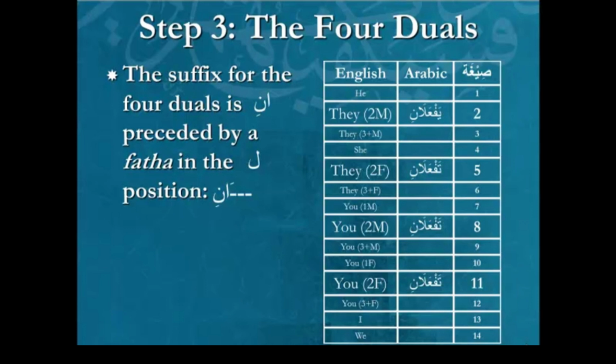Now notice 5, 8, and 11. 5 is when you're speaking about 2 females. 8 is when you're speaking to 2 males, and number 11 is when you're speaking to 2 females. All 3 of those are identical. Taf'alani, taf'alani, taf'alani. Now the overlap between 8 and 11 is understandable because that happened in Madi also. Fa'altuma, fa'altuma, it came twice. Remember that? Fa'alta, fa'altuma, fa'altum, fa'alti, fa'altuma, fa'altunna.